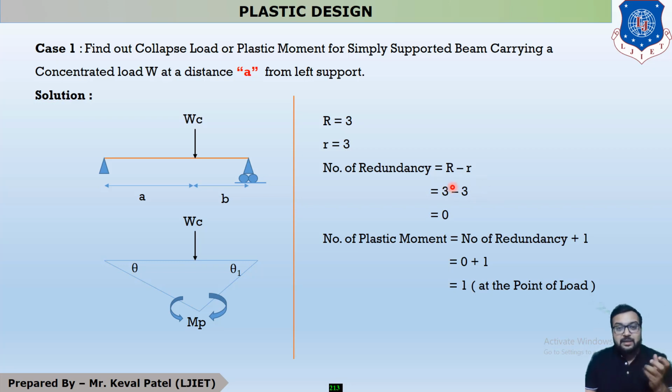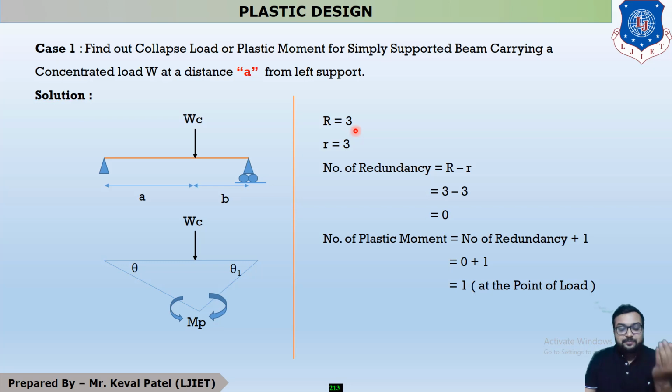So capital R is equal to the number of reactions. For a hinge support, the number of reactions is equal to 2: it is vertical and the second one is horizontal. And for a roller support, the value of capital R is equal to 1. Now, for the whole system, your value of capital R is equal to 3. So, this is the value of capital R.